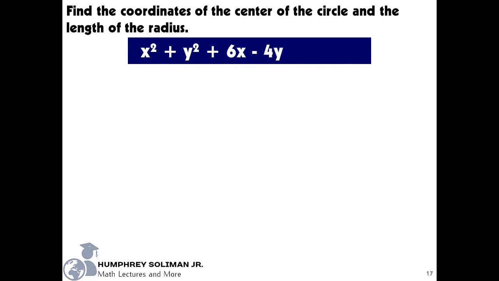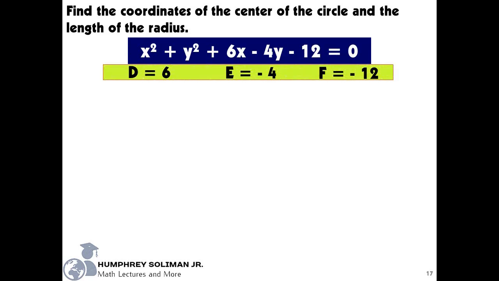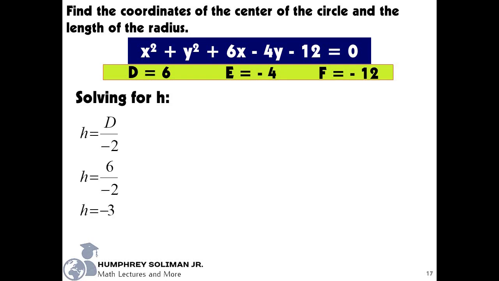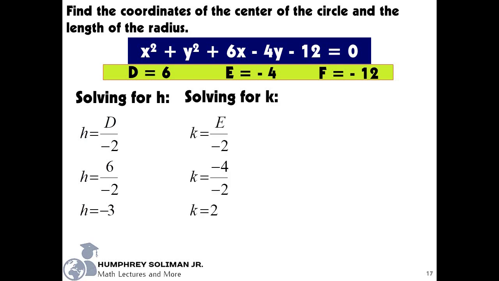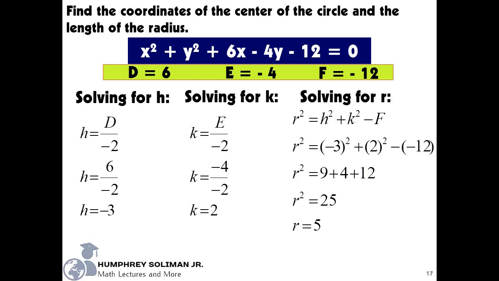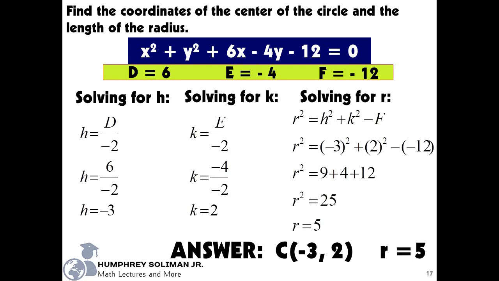Find the coordinates of the center of the circle and the length of the radius. Here, we have d equals 6, e equals negative 4, and f equals negative 12. Solving for h we have h equals negative 3. Solving for k we have k equals 2. Solving for r we have r equals 5. Our answer, the center is (negative 3, 2), and r equals 5.